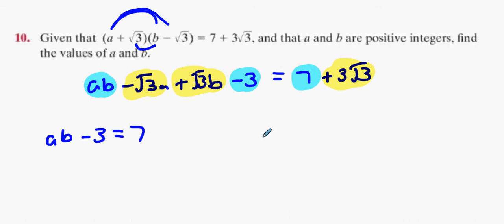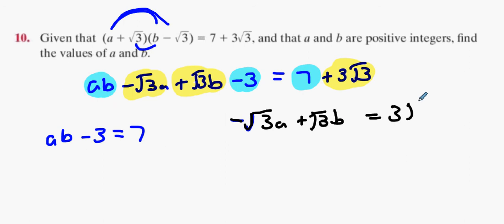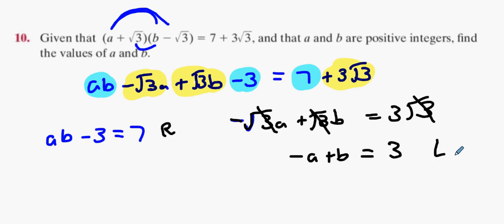For the next one, we're going to have minus root 3A. I'll do it in black. Minus root 3A plus root 3B equals 3 root 3. Get rid of the root 3's, right? What do we get left with? Minus A plus B equals 3. Anybody remember how to do an equation like this? This one's a quadratic, this one's a linear, and what you do with linear quadratic simultaneous equations?